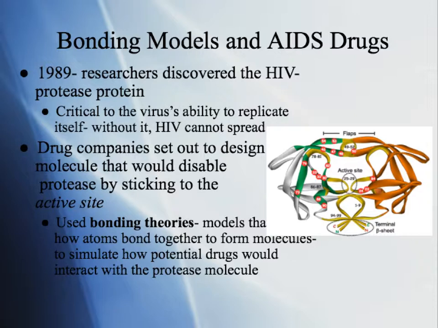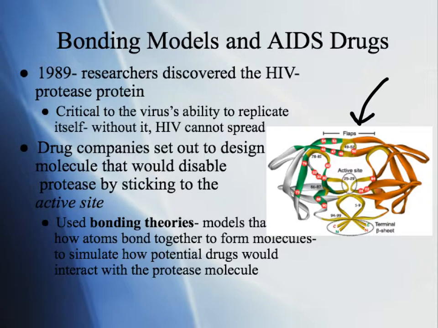But in 1989, researchers discovered what's called the HIV protease protein. Basically this protein is critical to the virus's ability to replicate itself. So without this protein, the virus can't make more copies of itself inside the body. Therefore, HIV, the virus that causes AIDS, can't spread. In a structural picture, it looks like this right here. That's basically the structure of this HIV protease protein.